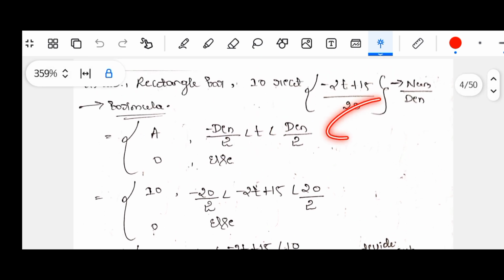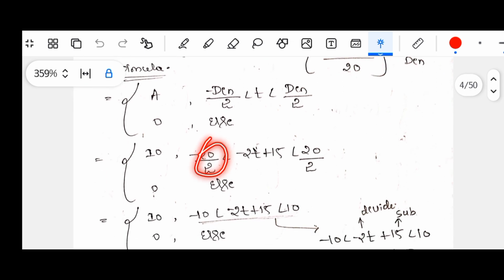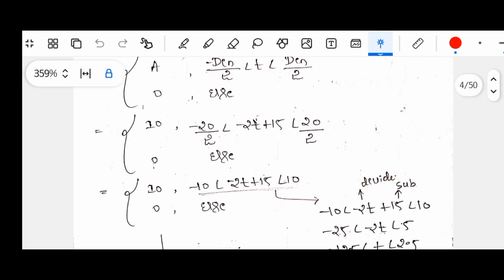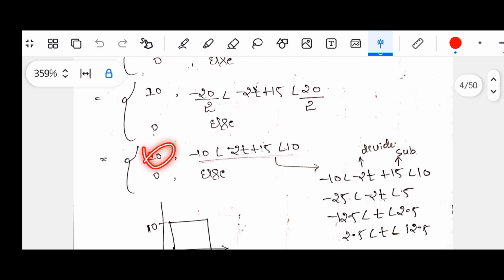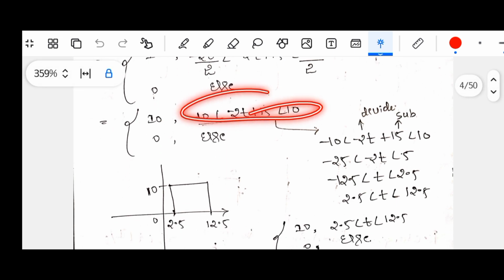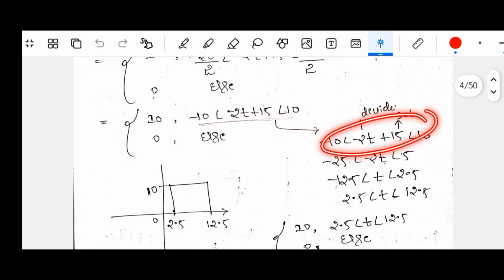So we have denominator 20. Minus 20 by 2 less than the numerator, minus 2t plus 15, less than 20 by 2. So we will get 10: minus 10 less than minus 2t plus 15 less than 10. So solve this equation.